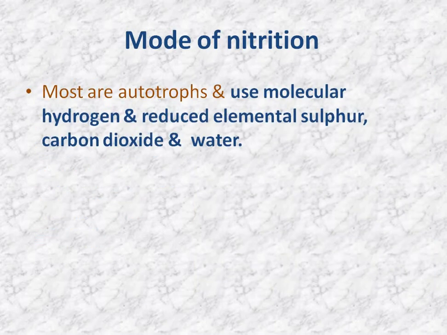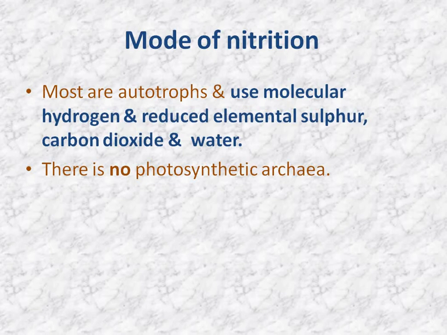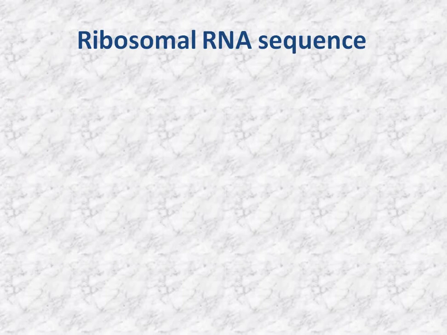Now, what is the mode of nutrition? Most of the archaea are autotrophs, and they use molecular hydrogen and reduce elemental sulfur, carbon dioxide, and water to synthesize their food. So they are chemoautotrophs. But there are no photosynthetic archaea or photosynthetic archaeobacteria.